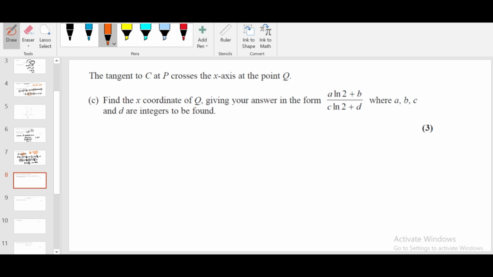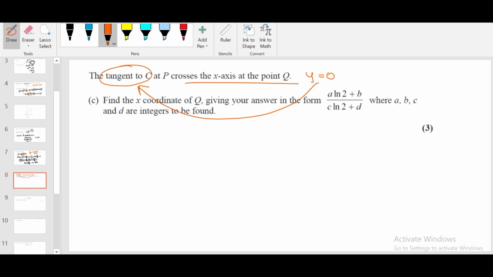Part C says the tangent to C at P crosses x-axis at Q. Find the x coordinate of Q. Give your answer in this form. First of all, you need to know the equation of the tangent. So in the equation of the tangent, to find the x-intercept crosses x-axis at Q, to find the x-intercept, we need to put y is equal to 0 in the equation of the tangent.